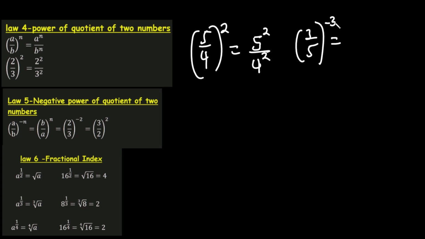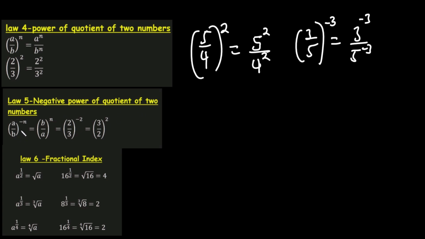Now, this negative 3 does not only affect the 3 or the 5, it affects both. So you can write 3 raised to the power negative 3 over 5 raised to the power negative 3. So this is also one rule or law you must know, because knowing it will save you a lot of time. Now, the next one you have is the negative power of a quotient of two numbers.